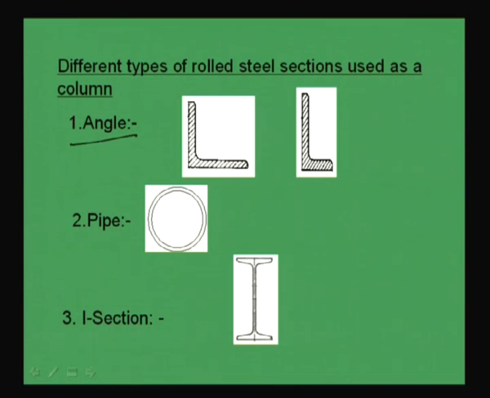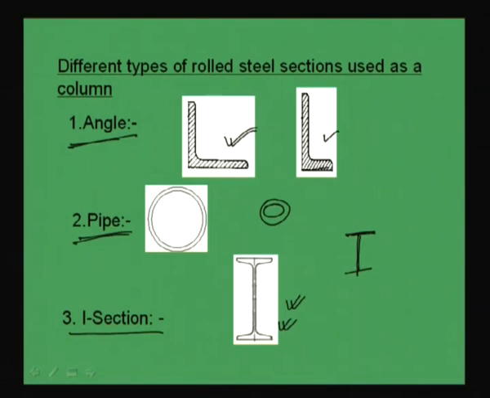In general, we use these types of sections. One is the angle section, which is generally used for compression members. Angle sections may be equal or unequal, meaning a longer leg and a smaller leg, or equal legs. Another is the pipe section, meaning circular. Another important section which we use in compression members is the I section. The I section is very commonly used in compression members. Of course, in the case of compression members with moment, the I section is mostly used.